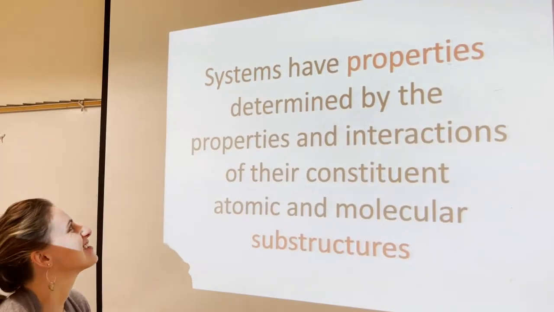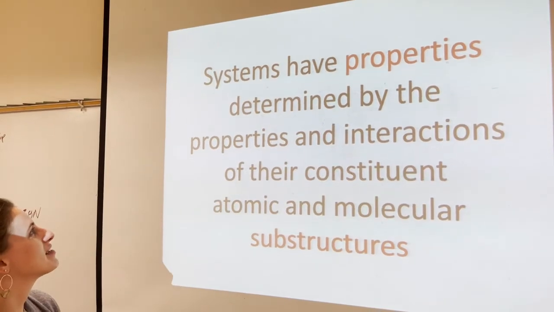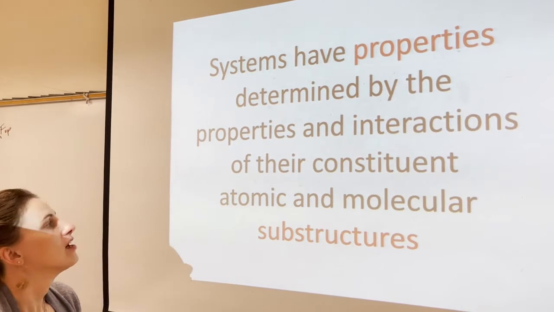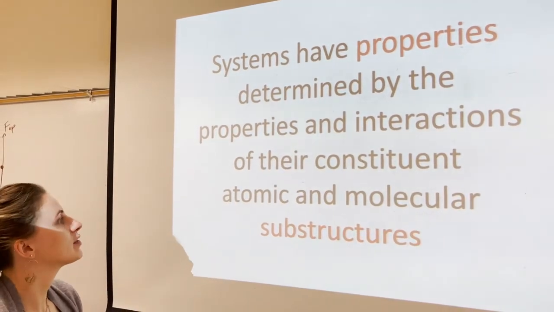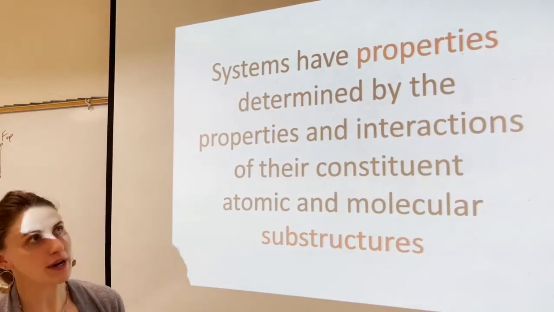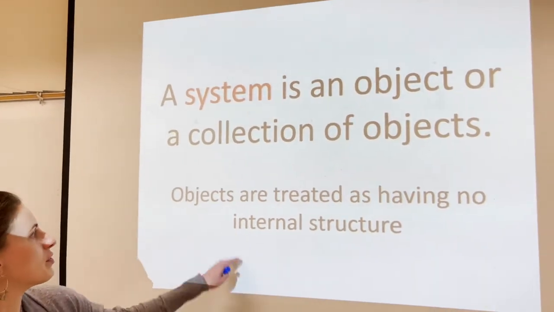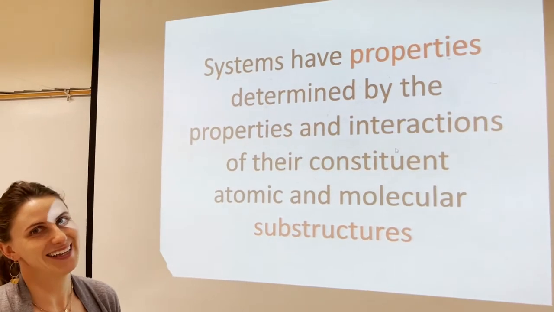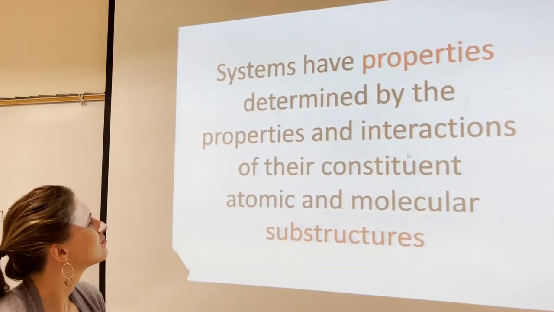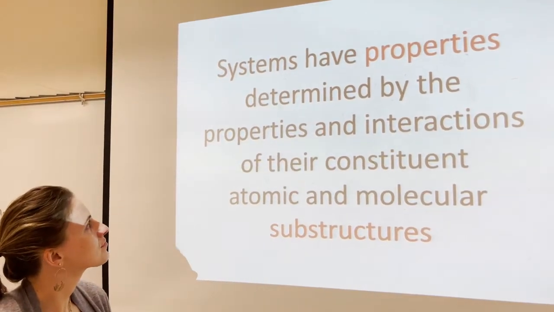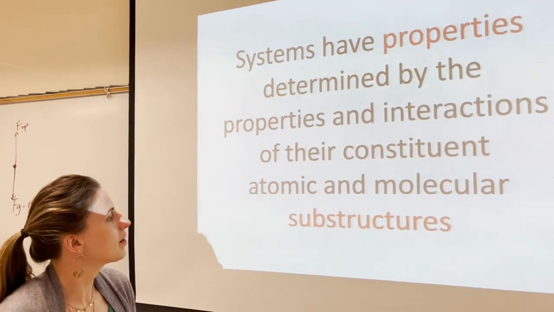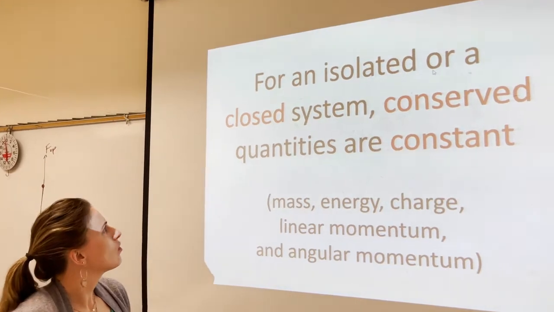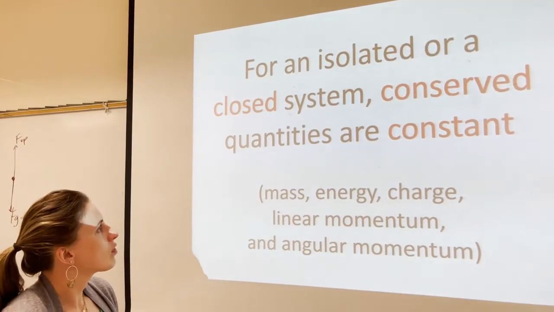They just exist. Okay, so systems have properties determined by the properties and interactions of their constituent atomic and molecular substructures. So before we said when we're thinking about our system, we ignore them as if they have no internal structure, but they do. But the properties of the system is determined by everything that's going on, including the stuff inside.